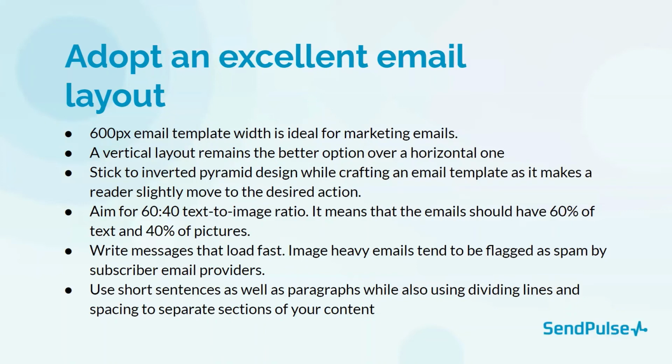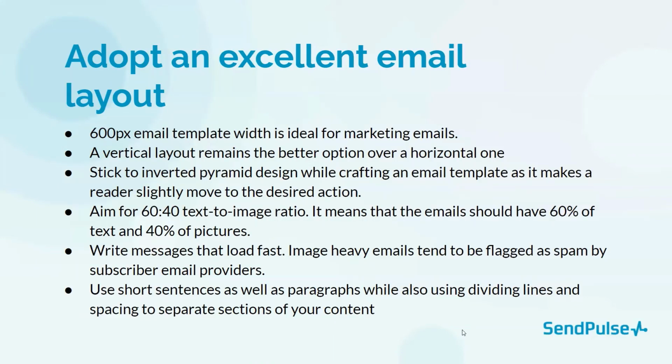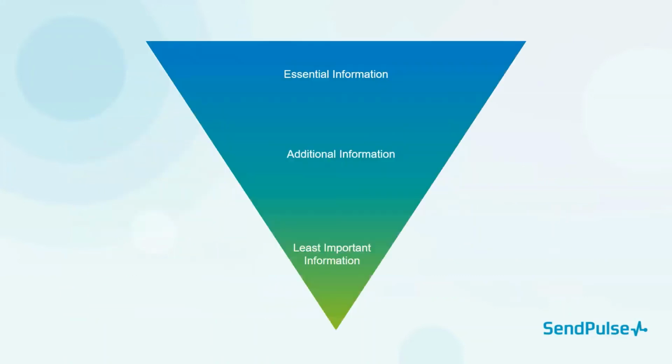It is basically a way you're laying out your email to make it easy for people to follow along and understand. So here is a visual representation of the pyramid design. Like we mentioned right here, stick to inverted pyramid design while crafting an email. So what is an inverted pyramid design? You're basically trying to narrow down, guide your reader to a specific action. The first part of your email is going to contain the essential information. All the needed information, you try to make sure that it's available in the first paragraph.